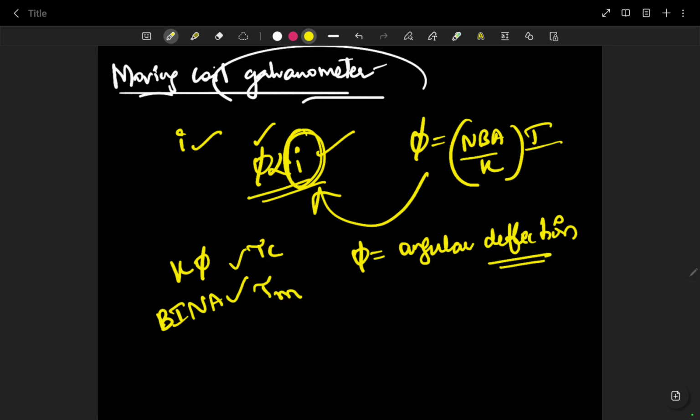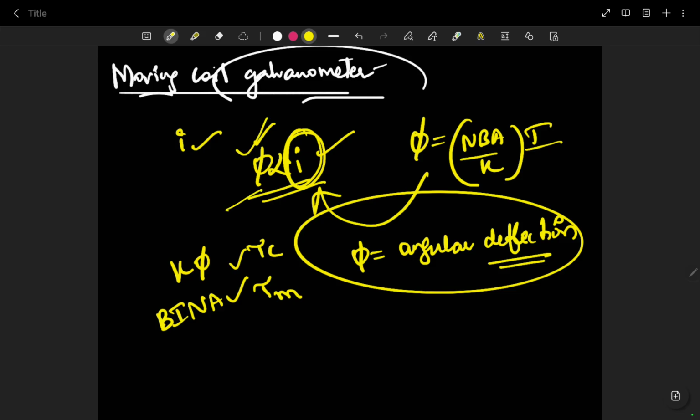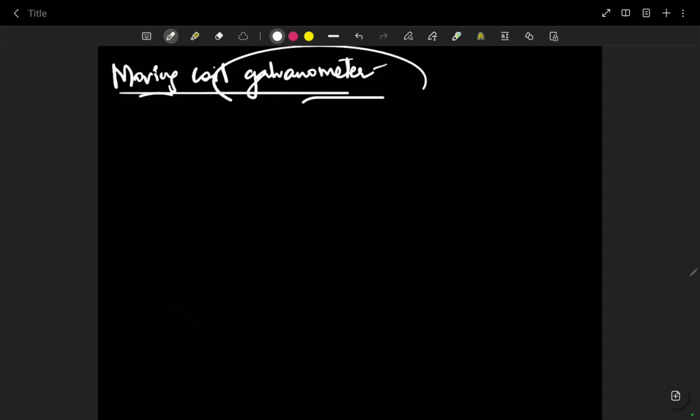So this will result in a steady angular deflection, right? Because steady angular deflection is something that you need in order to conclude whether current is present or not when you're using a galvanometer in the lab. So more current given will produce more deflection or twisting of the pointer, basically. So here there are two important things to discuss.